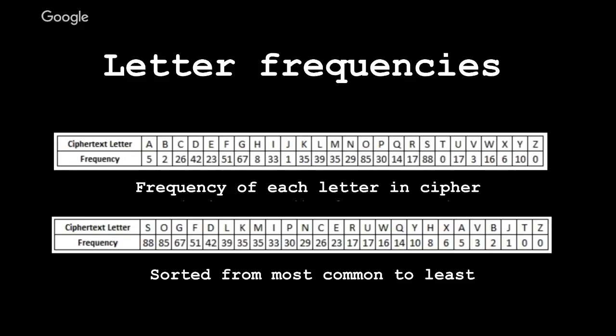So we start out, and let's say we count up the frequency that each letter appears, and we see the number. The letter A appears 5 times, the letter L appears 39, and then we sort them from the most common to the least common. So we can see here that the letter S appears the most commonly in our encoded text. It appears 88 times. Great.